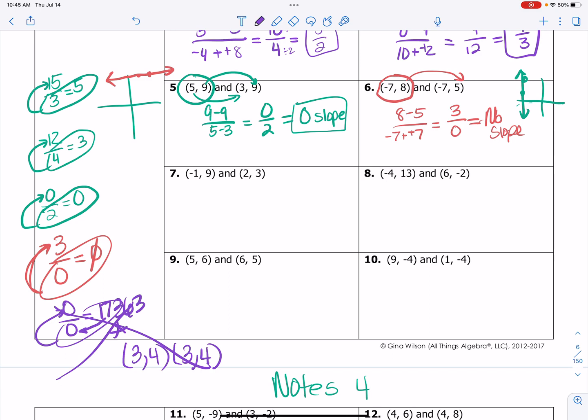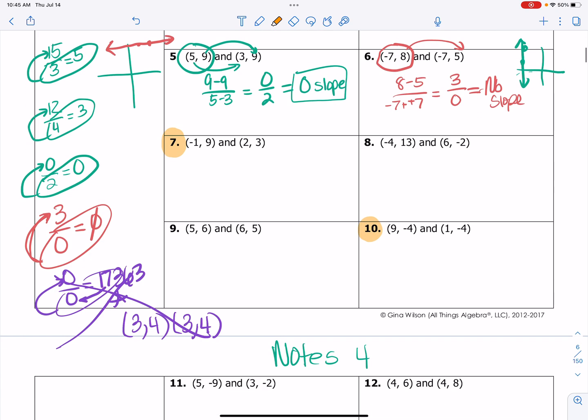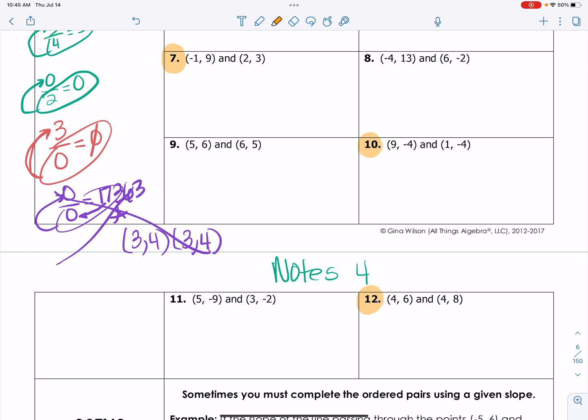Okay. All right. So I would like you to do, I don't think we need to do all of these. I think you got the hang of it. I would like you to do 7, 10, and turn the page. I would like you to do 12. Pause the video. Do 7, 10, and 12.